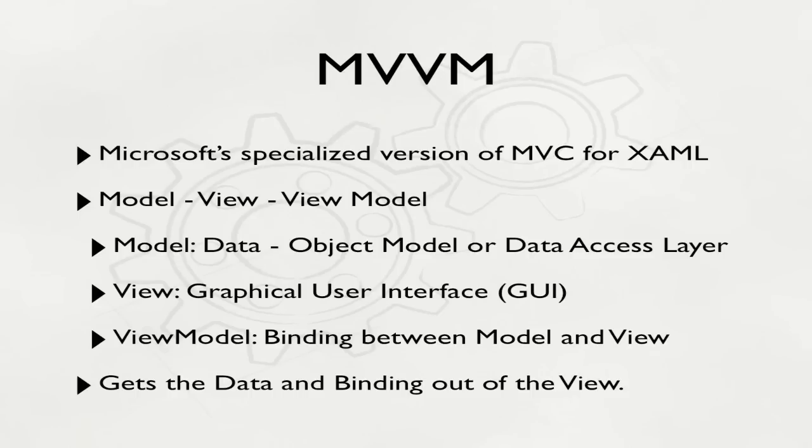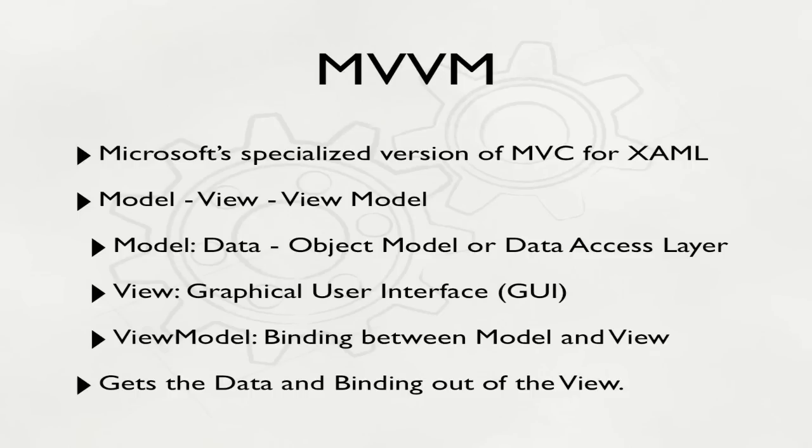The model is your data, your object model, your data access layer. The view is the graphical user interface, the GUI, the buttons, the grid, the list box, etc. And then the view model is the binding between the model and the view.